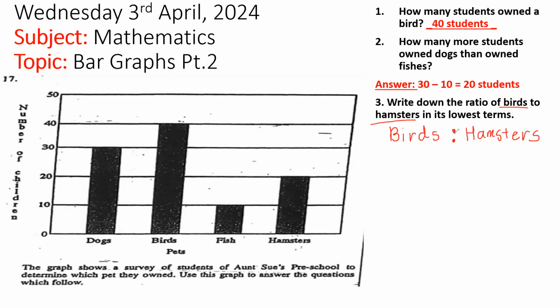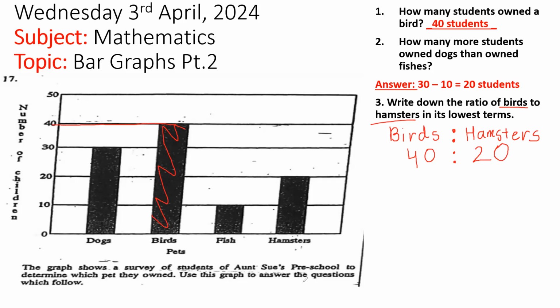All right, so we want to write down a ratio of birds to hamsters. Now, what is the amount for birds? We just figured that out. That's going to be 40, very good. So the amount for birds is 40. And then what is the amount for hamsters? 20, very good. So it's going to be 40 to 20.